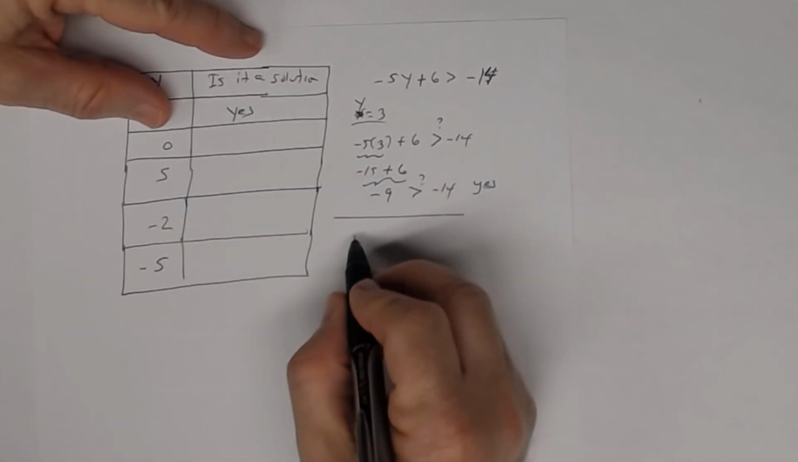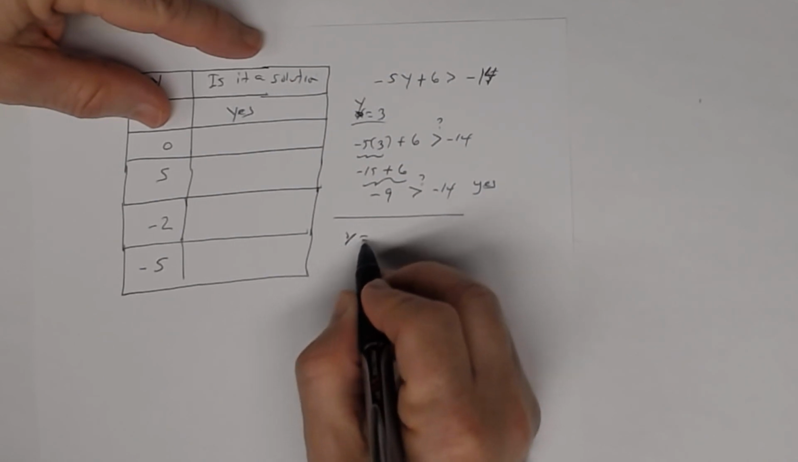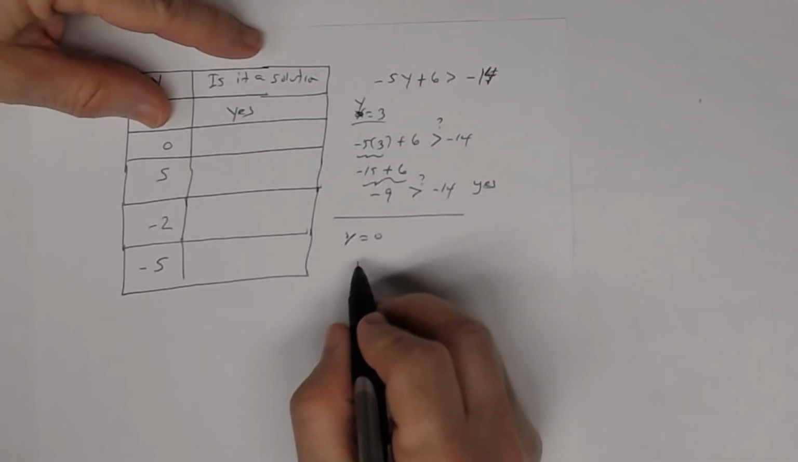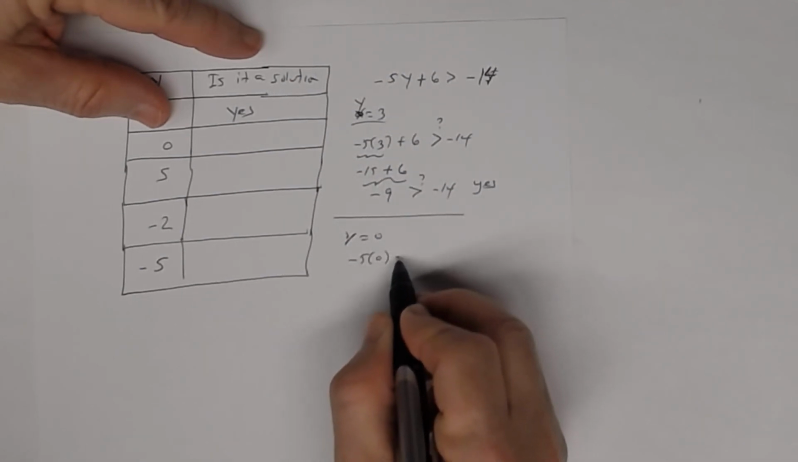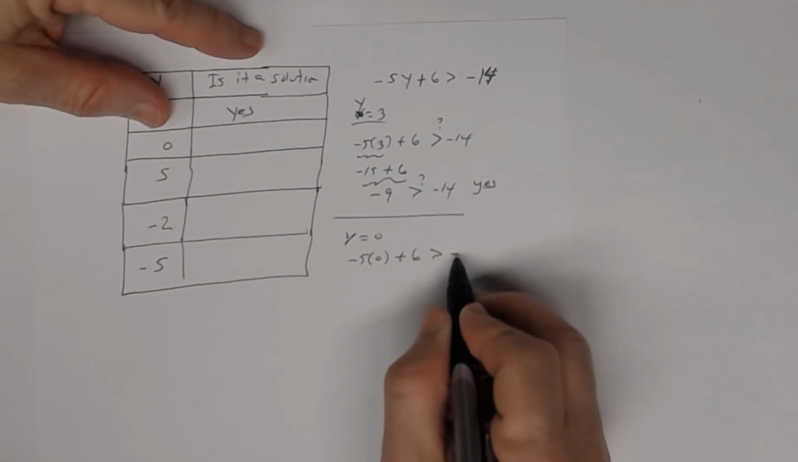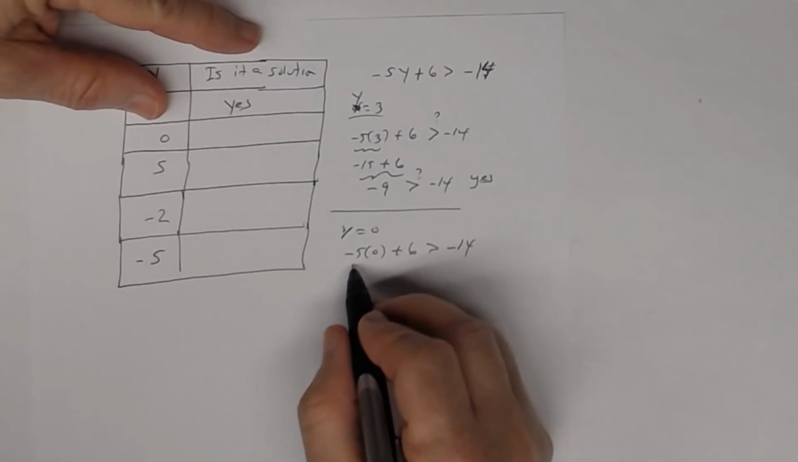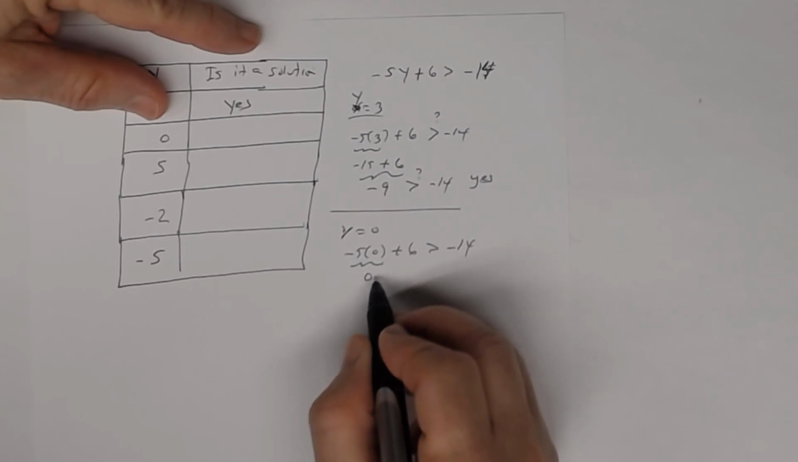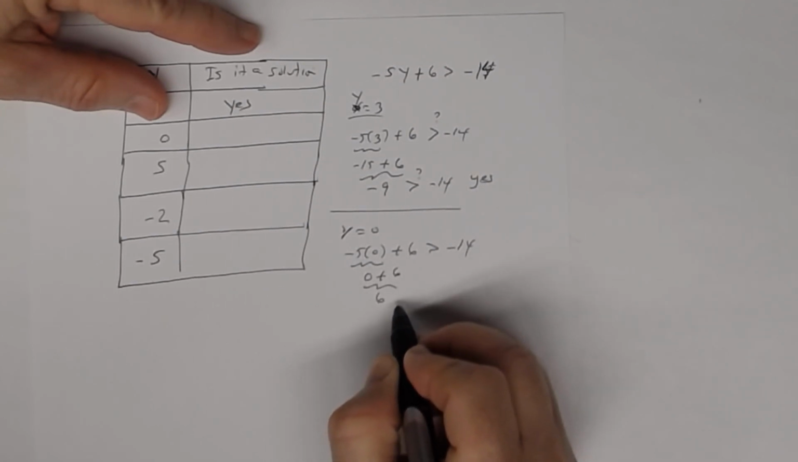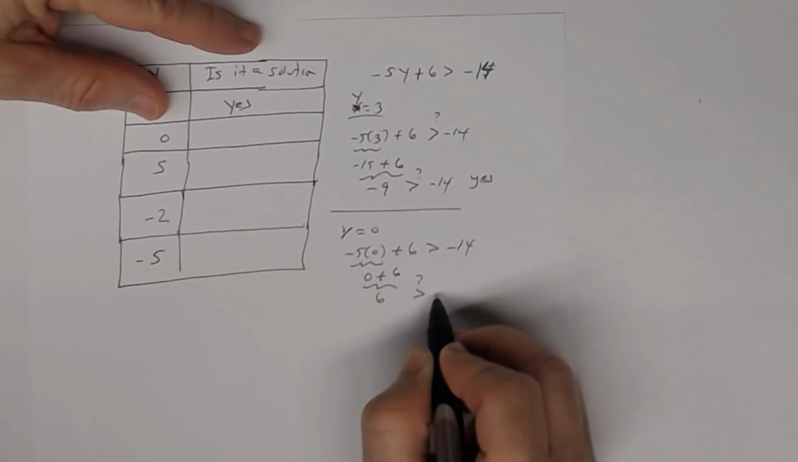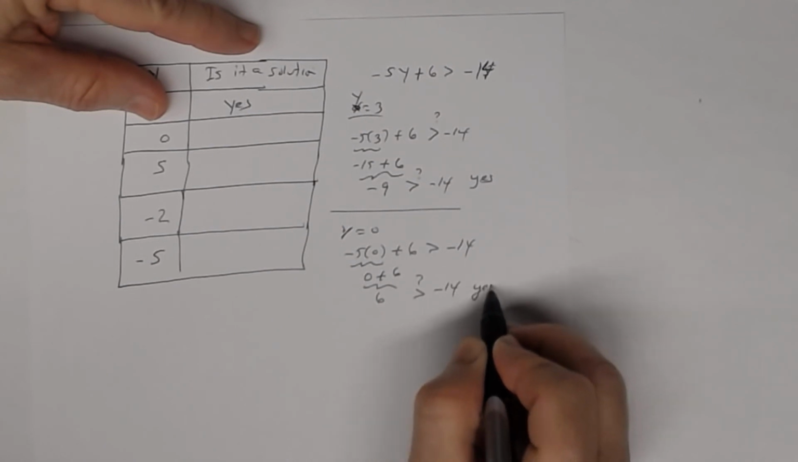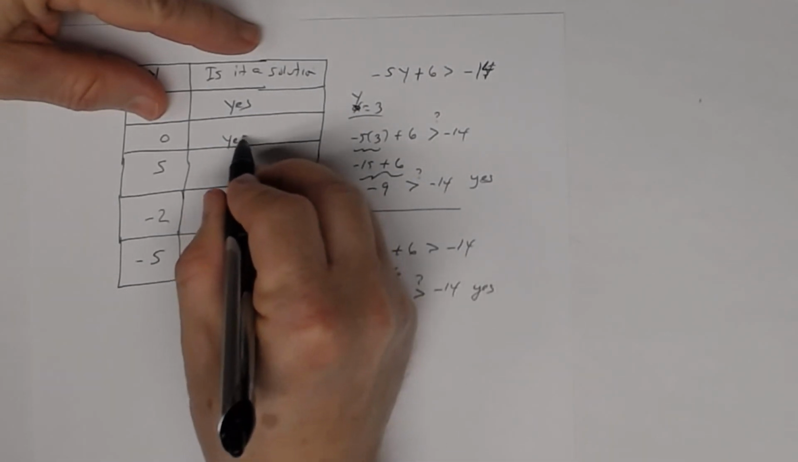All right, let's do 0. So y = 0. So I get -5 times 0 + 6 > -14. Well, -5 times 0 is 0, and 0 + 6 is 6. So is 6 greater than -14? And the answer is yes. So that's also a solution.